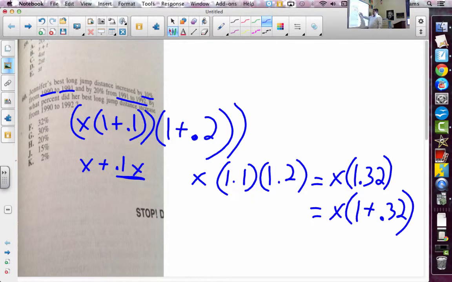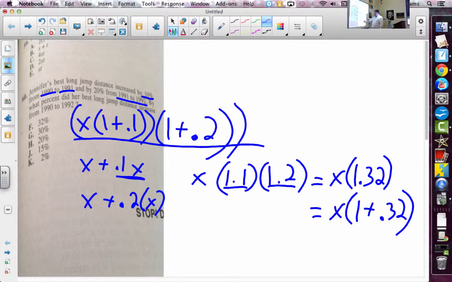Now, on the second year, we do the exact same thing. We would have x plus 0.2 times x. But when I write it this way, 1 plus 0.1 is 1.1, 1 plus 0.2 is 1.2. When I multiply it all out, I get x times 1.32, or 1 plus 0.32, which means that the total increase is 32%. Does that make sense?